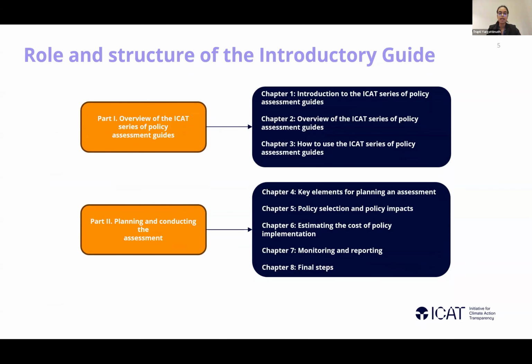Part 2 covers the planning and conducting of assessments. So this part presents the common elements that apply across all GHG impact assessment guides. And this includes assessment quality principles, stakeholder engagement, setting of objectives, methodological considerations, etc. It also provides guidance on cost estimation, monitoring, reporting, and finalizing of assessments. So throughout this introductory guide, users can find references to relevant specific guides in the series, allowing them to easily navigate between general and specific content.